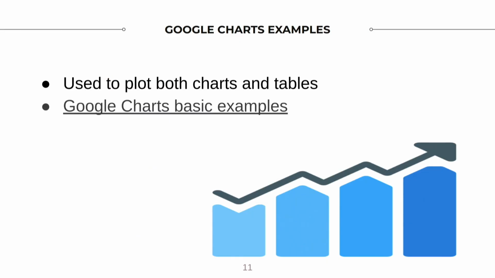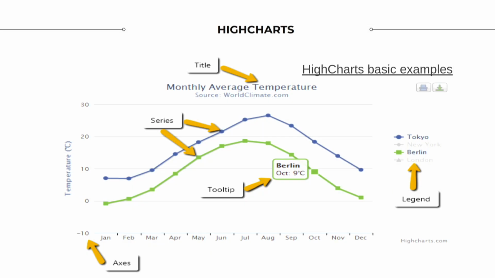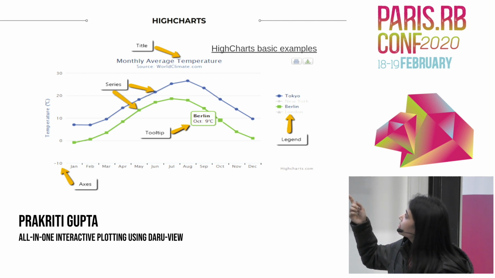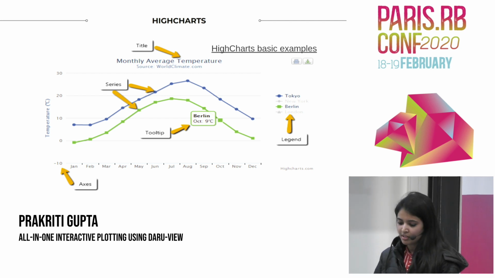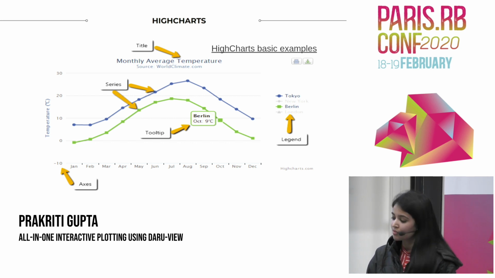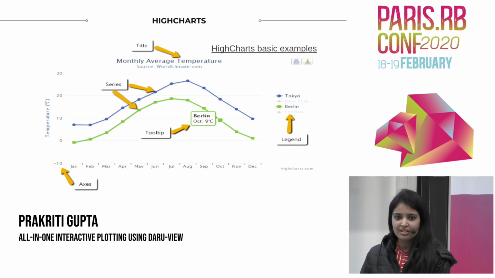Next is HighCharts. This image shows the basic components in a HighChart. These are title, series, tooltip, legend, and axis. I have already discussed some of the HighCharts plots when I provided the DaruView overview using CSS and multiple series data. So I'm not going to put up the HighCharts example again here.